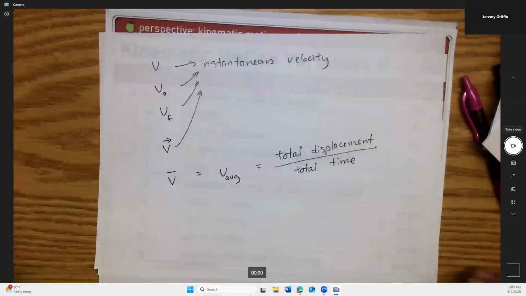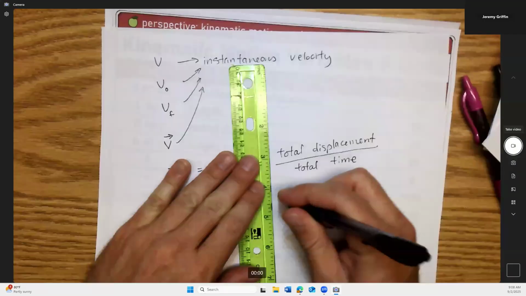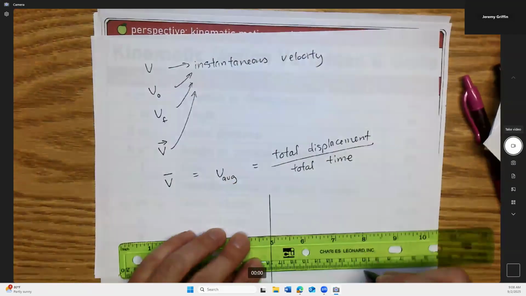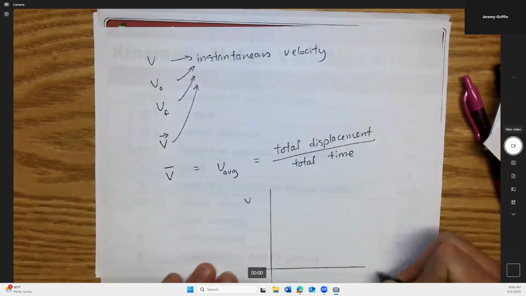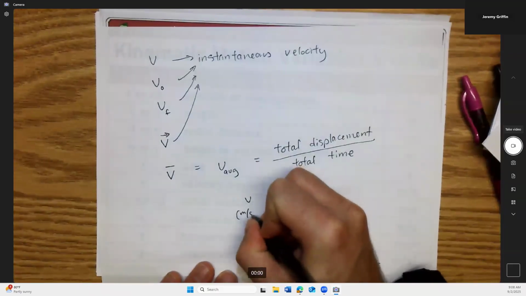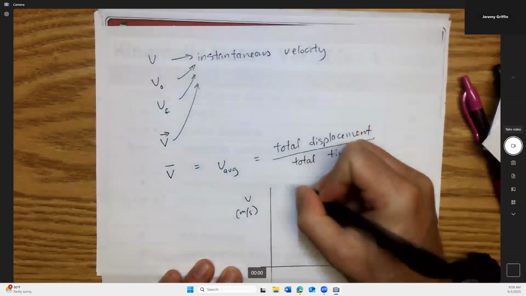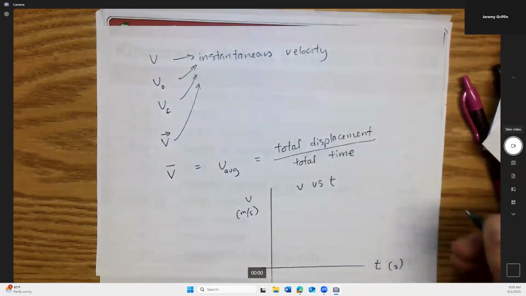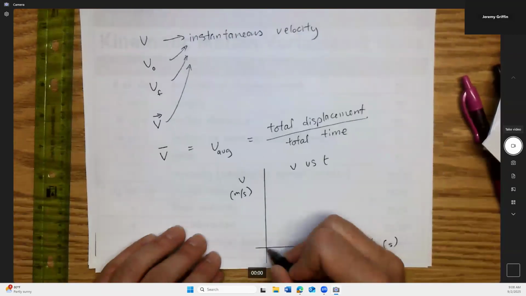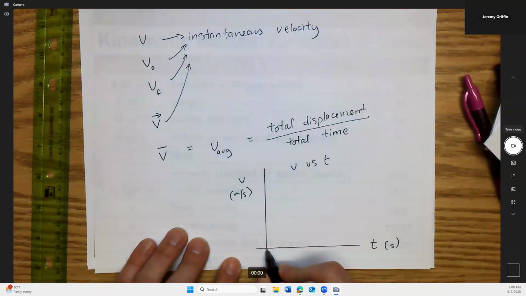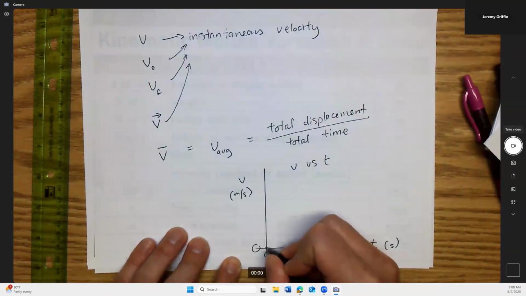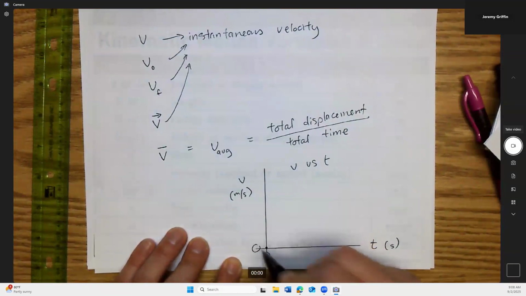And what does this look like on a graph? Suppose you had a graph. Let's do a velocity versus time, so we've got units. Let's put a story together. Let's say there's a car that's parked, so starting from rest. At time 0, we'd be going 0 meters per second. Then the guy steps on the gas pedal.